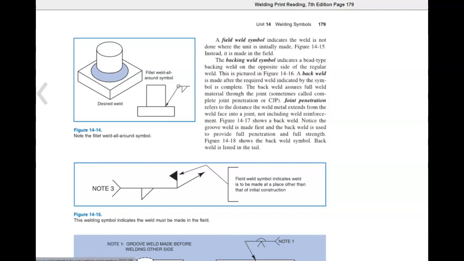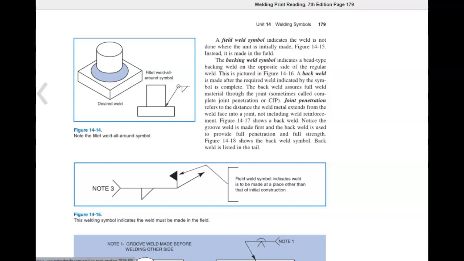A back weld is made after the required weld indicated by the symbol is complete. The back weld assures full weld material through the joint, sometimes called complete joint penetration. Joint penetration refers to the distance the weld metal extends from the weld face into a joint, not including weld reinforcement. Figure 14-17 shows a back weld.